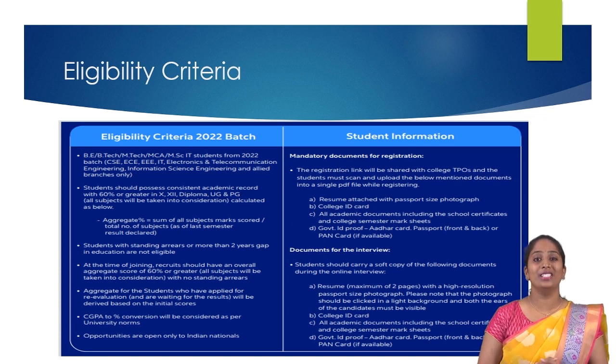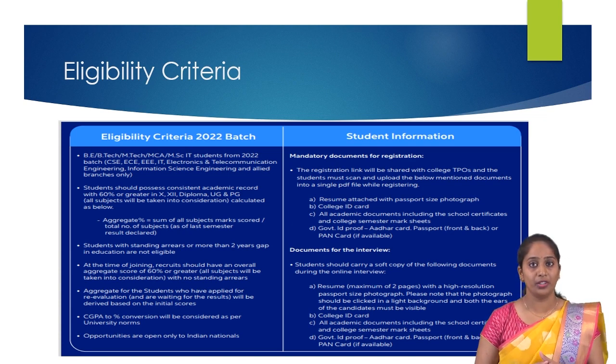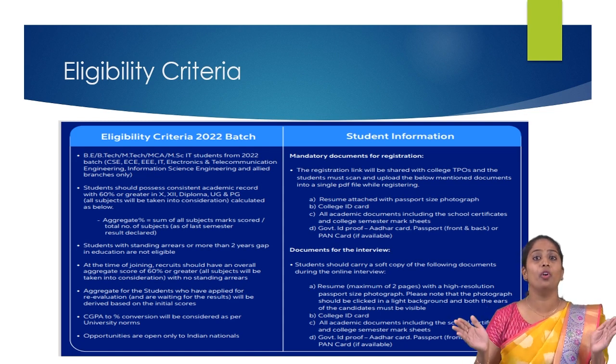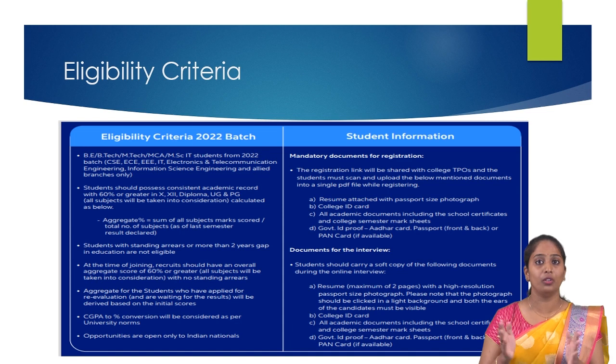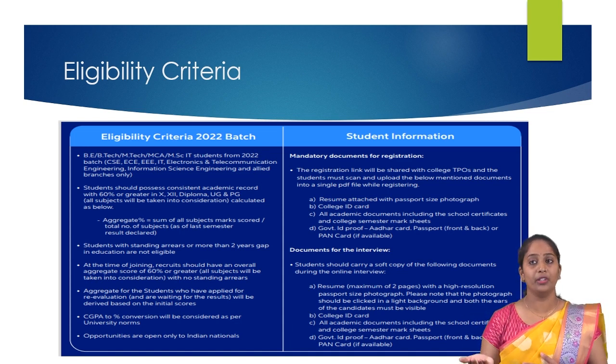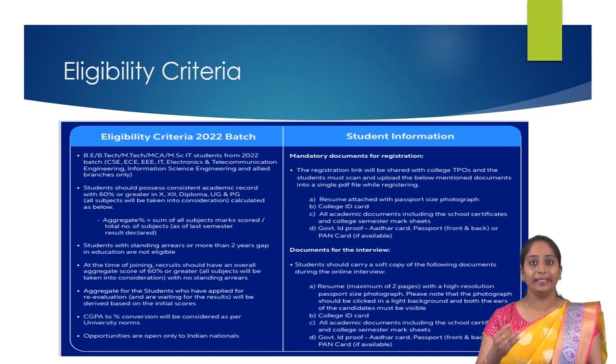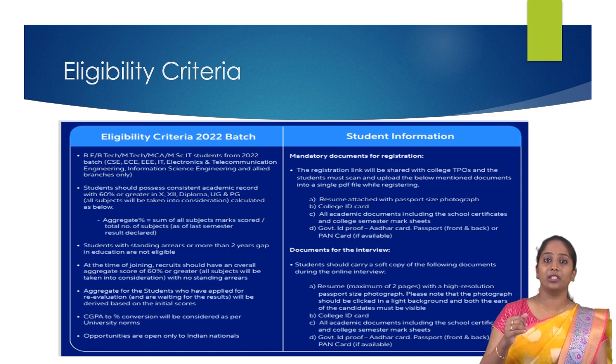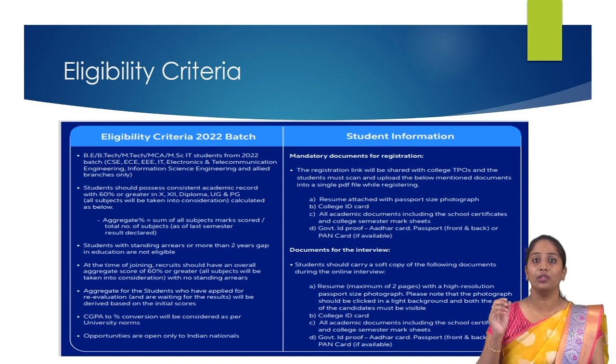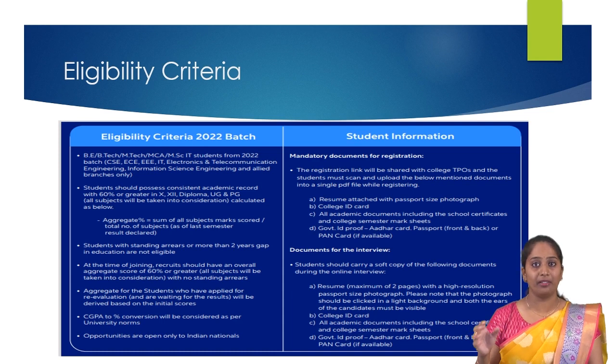The third point is that whatever academic documents you have should be merged. You have to make a merged PDF of all your academic documents and upload it during your registration. Also, one government ID proof is mandatory. It can be a PAN card, or your passport first page and last page. You have to scan the first and last page of your passport and upload it as a PDF. So these are some of the mandatory documents.